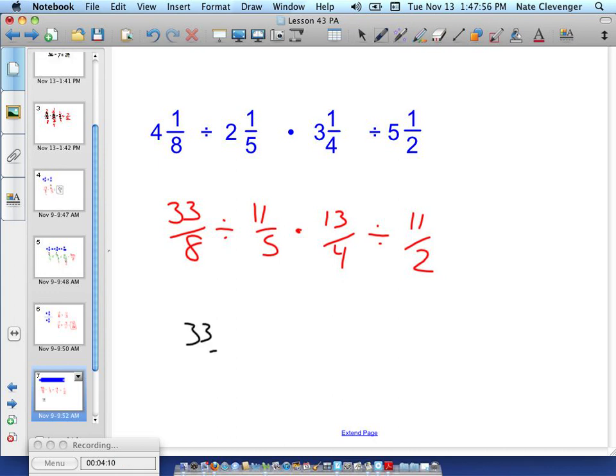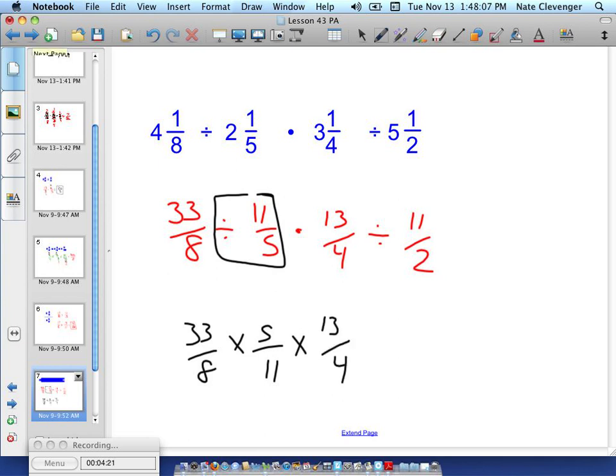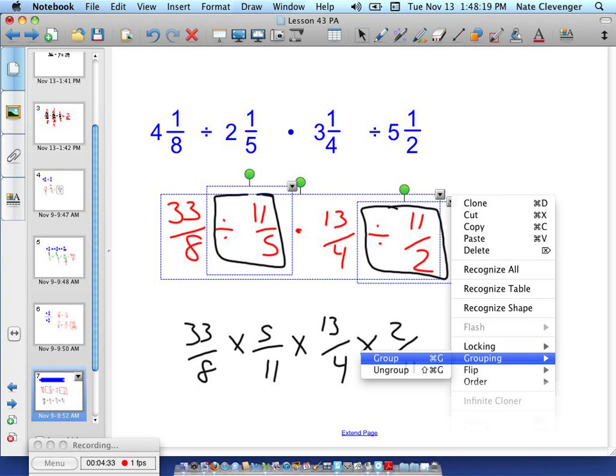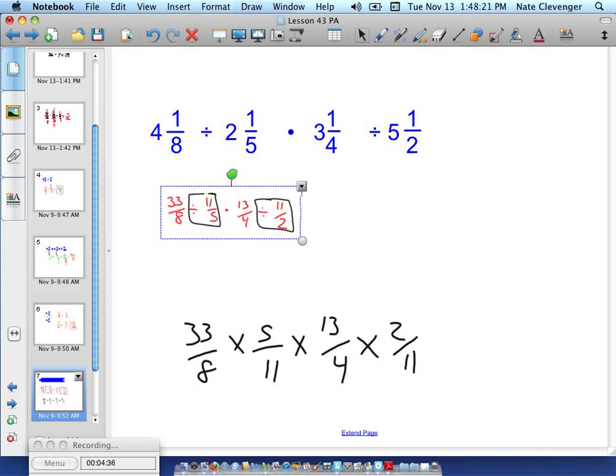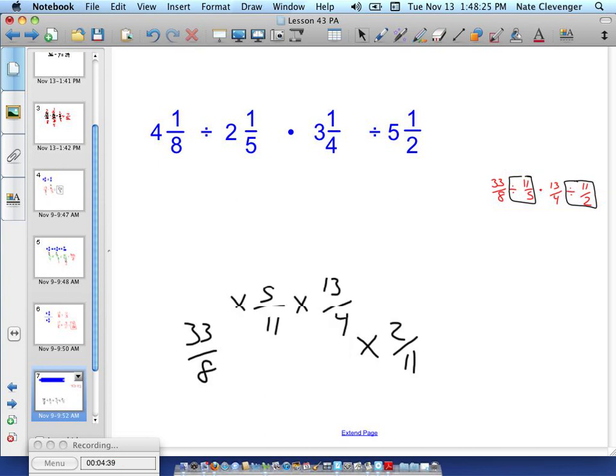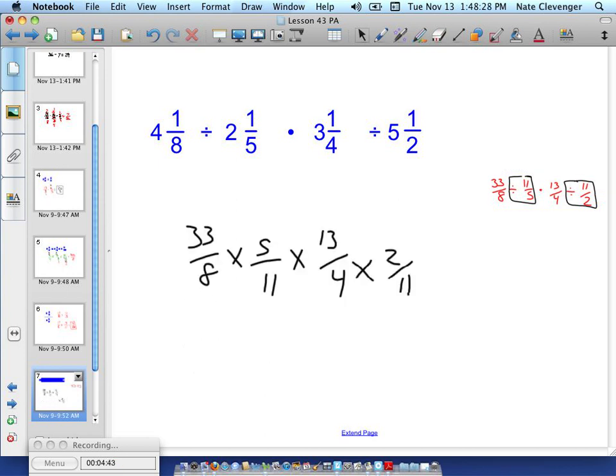Now we can rewrite this as 33 eighths divided by, we're going to KFC this part, so that's times 5 elevenths. Then I have times 13 fourths, that stays the same. And then I'm going to KFC that, so that becomes times 2 elevenths. I want to get this out of the way, so I'm going to group that, shrink it down a little bit, get it over there out of the way, move this up.